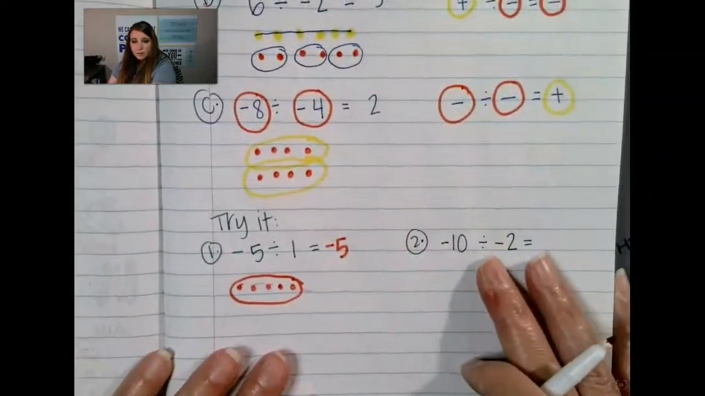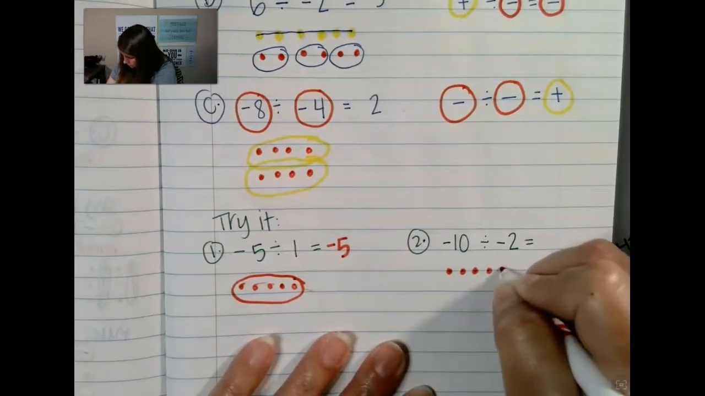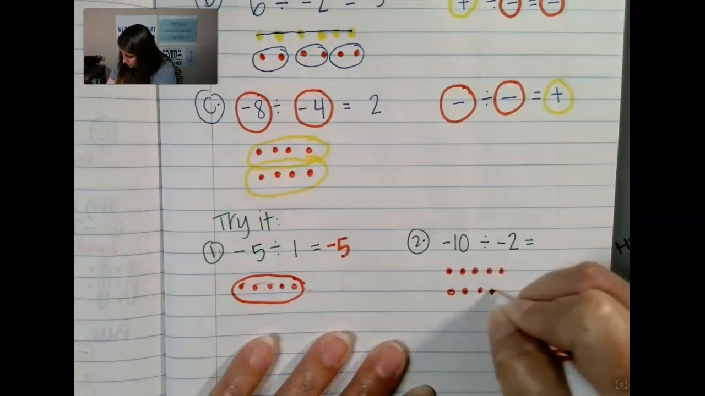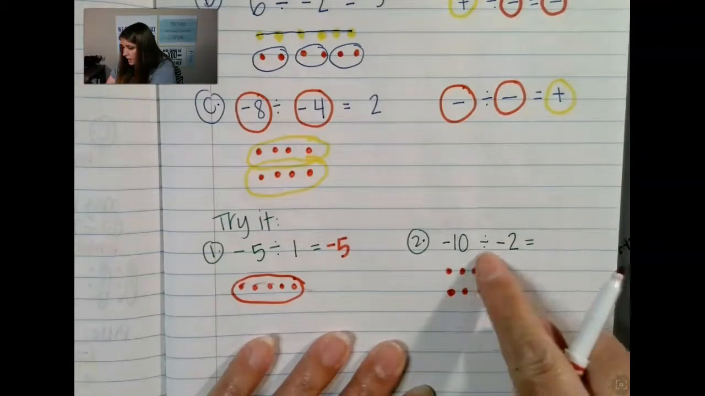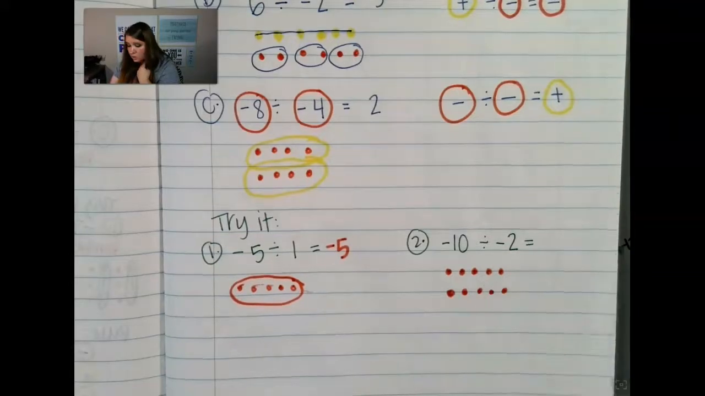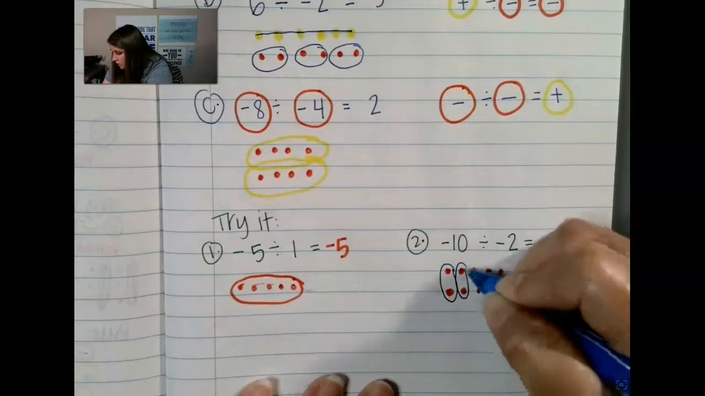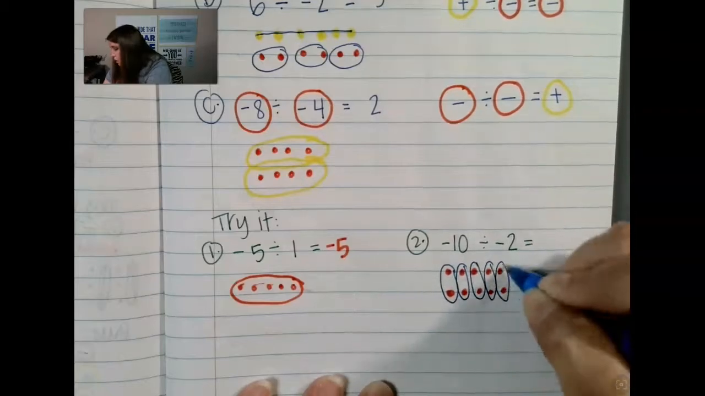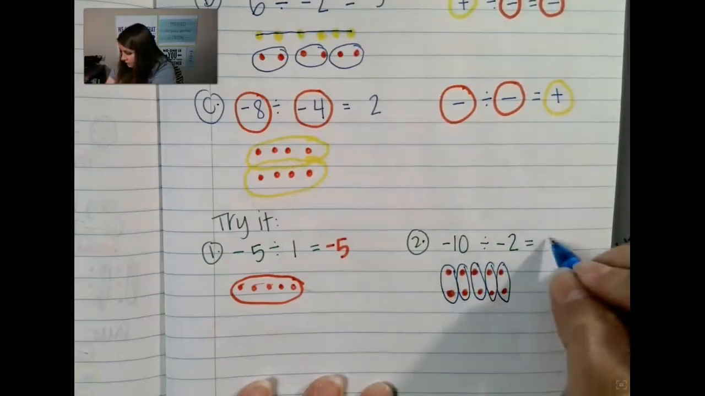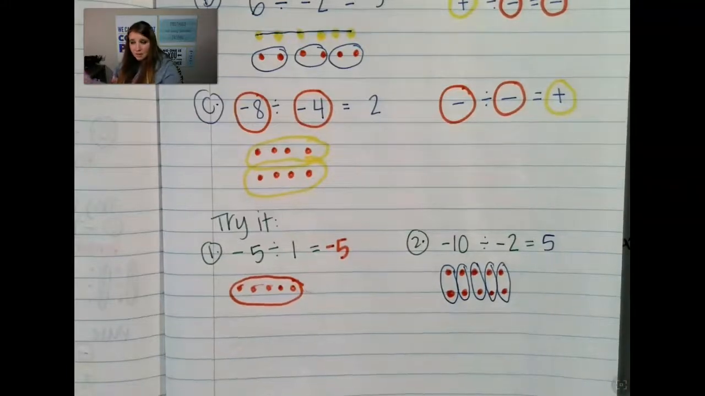Okay, down here on this one, I have negative 10 and I want to break it into groups of negative 2. So when I break this up, here's a group of negative 2, negative 2, negative 2 in each group, I end up with 5 positive groups. 5 positive groups because I'm not taking anything away. I'm just grouping them up, and that's how I get it.